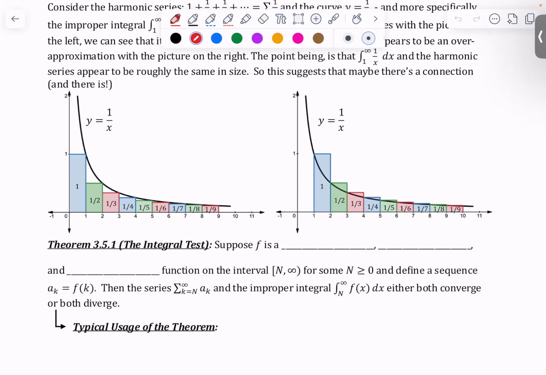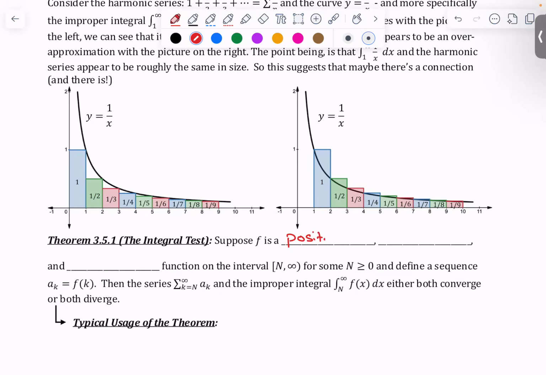Suppose f is a positive, continuous, and decreasing function on the interval capital N to infinity for some N value greater than or equal to 0. You can even bend that a little to make capital N greater than or equal to a fixed negative number, if you want your sequence to start at negative numbers. But as we've seen, we usually like our sequences to start at either n equals 1 or n equals 0.